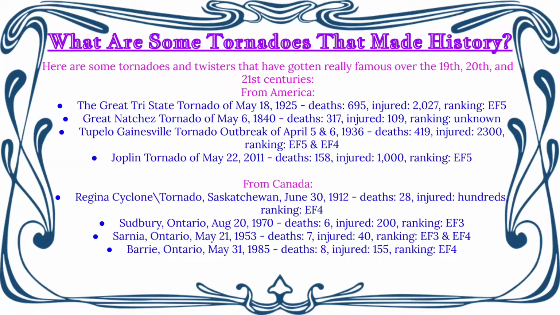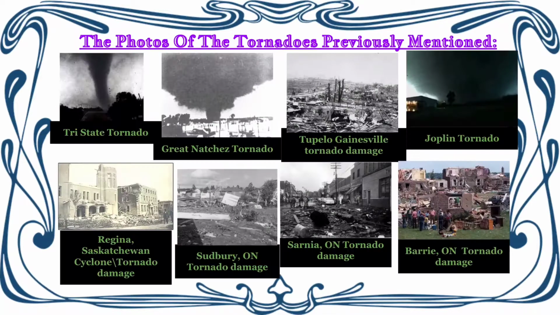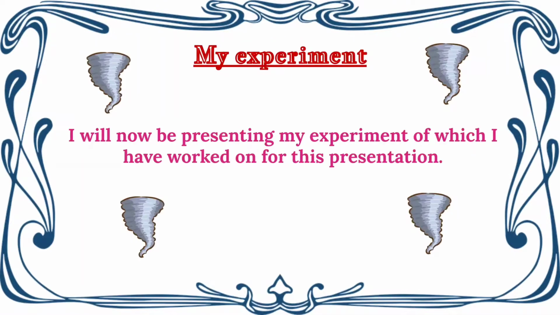What are some tornadoes that made history? Here are some tornadoes and twisters that have gotten really famous over the 19th, 20th, and 21st centuries in North America. Here are the photos of the tornadoes that were previously mentioned. I will now be presenting my experiment of which I have worked on for this presentation.